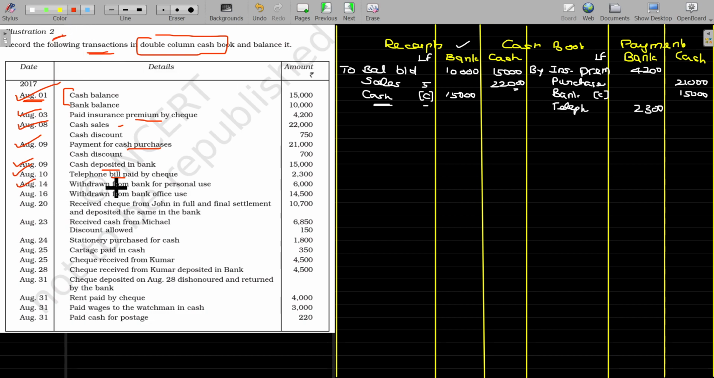On 14th August, withdrawn from bank for personal use. Personal use is always drawings. That too, the drawings happen from the bank balance. The value being 6,000.